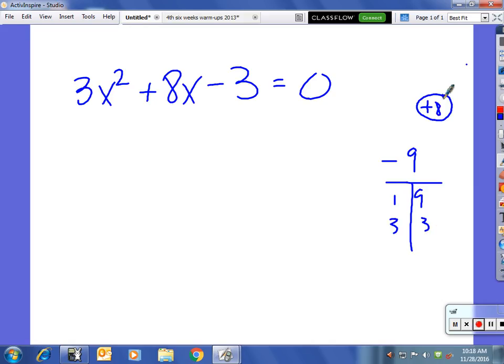So what's the winning pair? 1 and 9. And I need the 9 to be positive and the 1 to be negative. That's how they're going to add up to a positive 8. And that's very important. If you get your signs wrong, your answers will be wrong. So now, I have a positive 9 and a negative 1. Which one should I write first? The negative one's usually easier to put first.